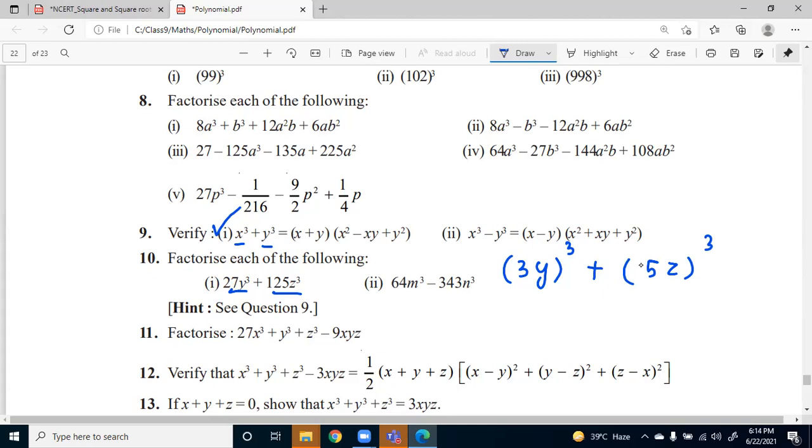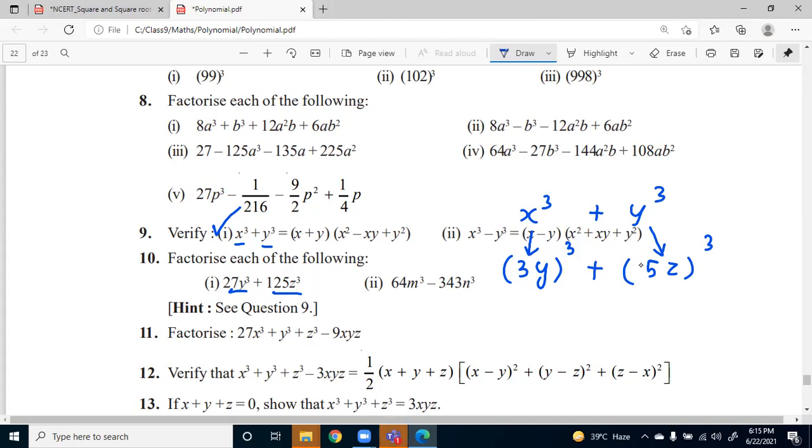X means one variable and y means the second variable. So what is the value of one variable in our question? If you write it just above it so that you can compare. So x is what? 3y. And what is y? Y is 5z. So if I compare these two, then I can get the value of one variable.